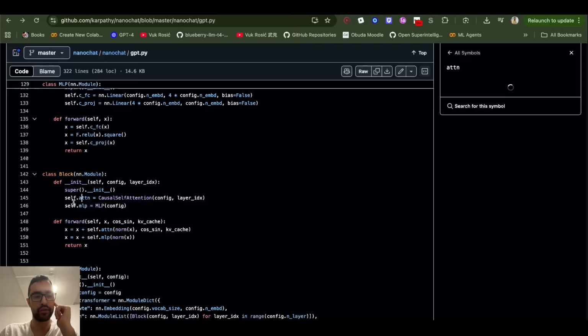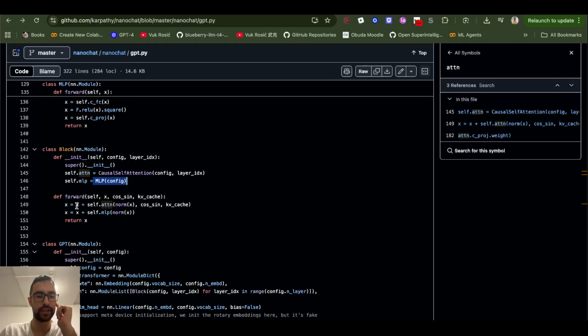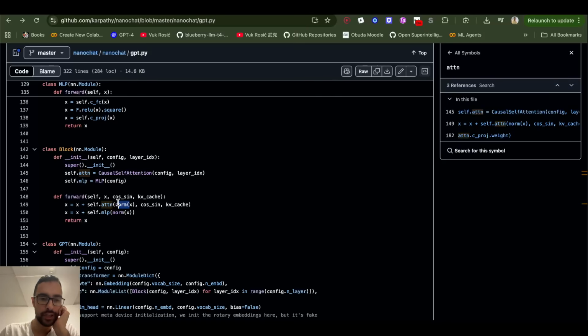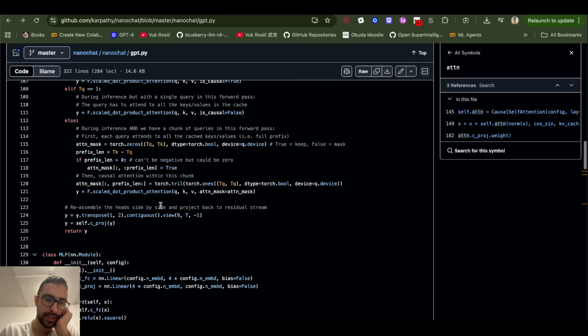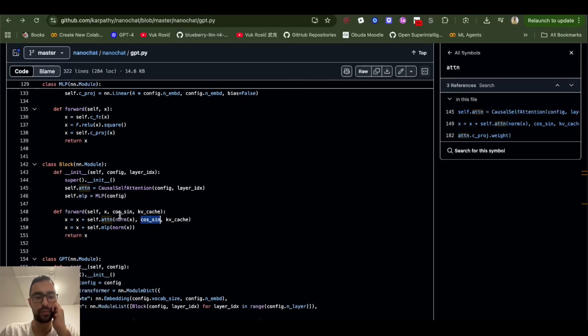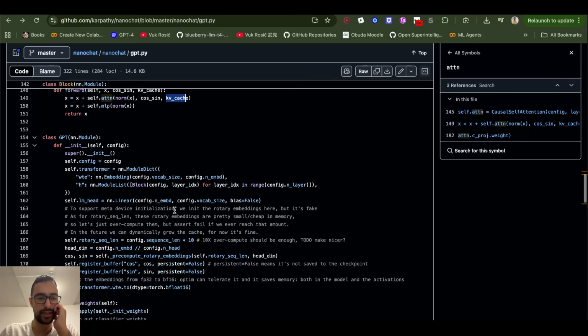Transformer block is made of causal self-attention and MLP. And so you just have this residual connection. So X goes to normalization, you pass in cosine, sine. This is interesting. What is this? I'm not sure exactly. We'll see what this is, maybe when we call it later. Maybe this is just for rope. And then KV cache. So I guess KV cache is also just saved in memory.